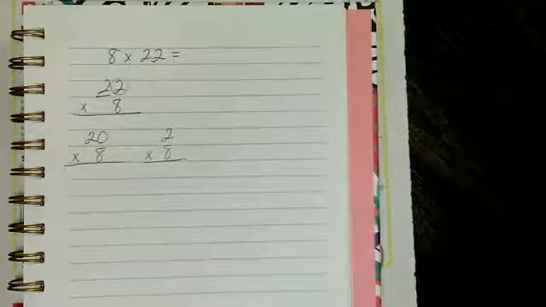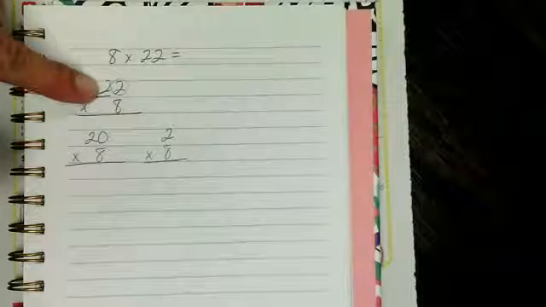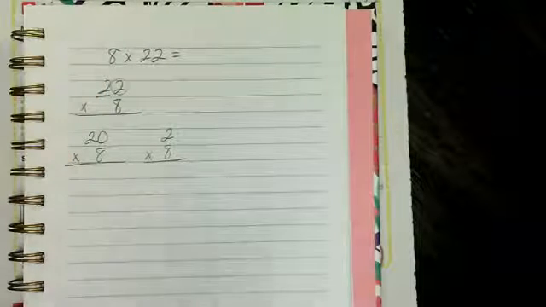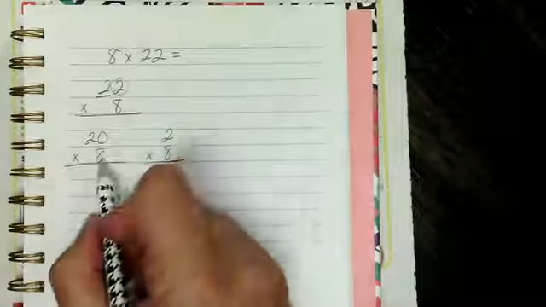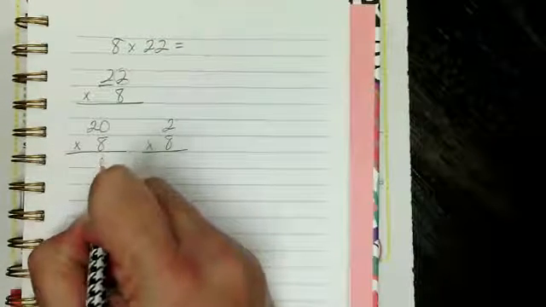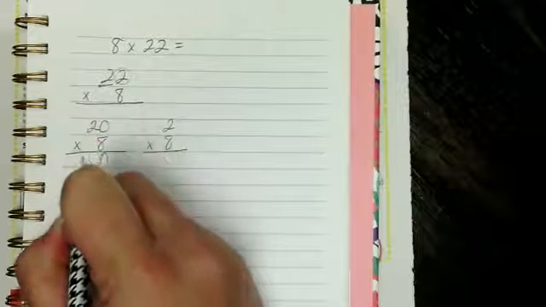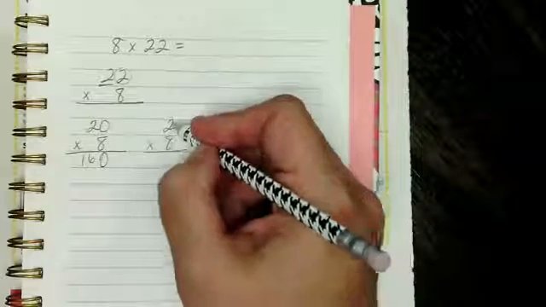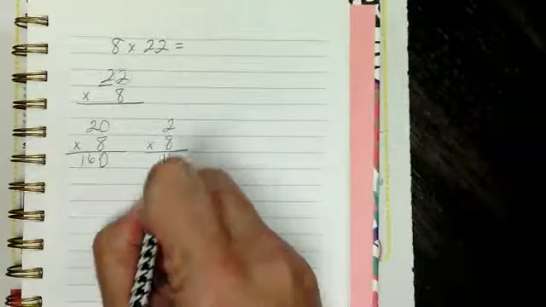I am splitting up my problem, 22 times 8 or 8 times 22. I'm splitting it up and doing each section individually. Multiplying by 10s is fairly simple. 8 times 0 is always going to be 0. 8 times 2 is 16. I know those because I've been learning my multiplication facts. And then 8 times 2 is 16.